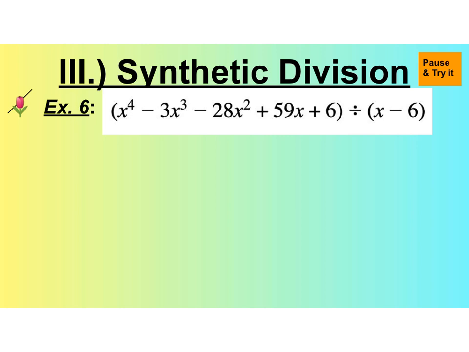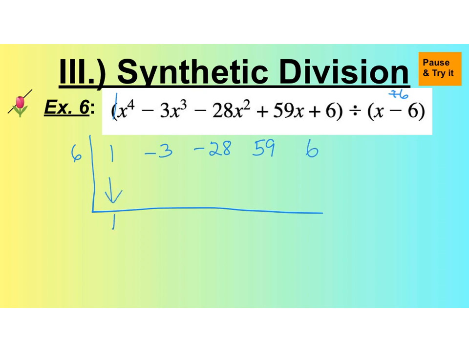All right, do we have standard form? Yes. Do we need any placeholders? No. What are we dividing by? We're dividing by a +6. So I'm going to put 6 out in front. And then I'm going to take all my coefficients. This one doesn't have a number, so it's 1, -3, -28, 59, and 6. Drag my first number down, I get 1. Multiply, so I get 6. Add down, so I get 3. Multiply: 18, -10, -60, -1, -6, 0.